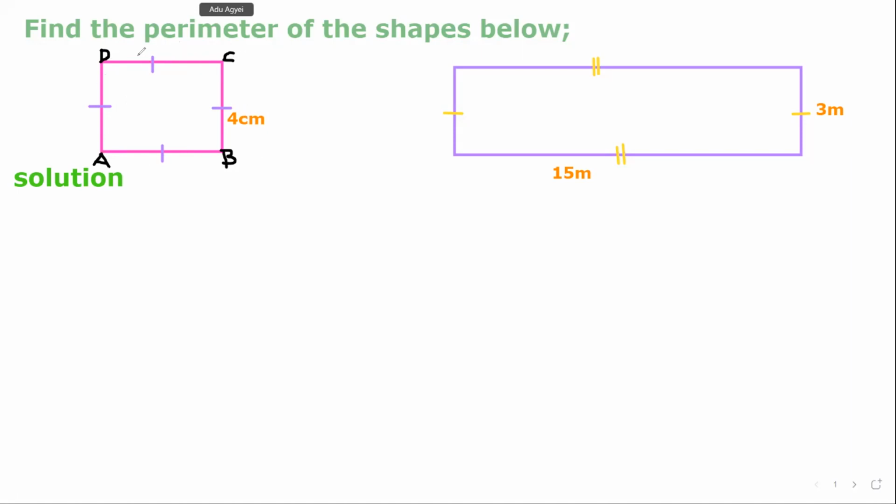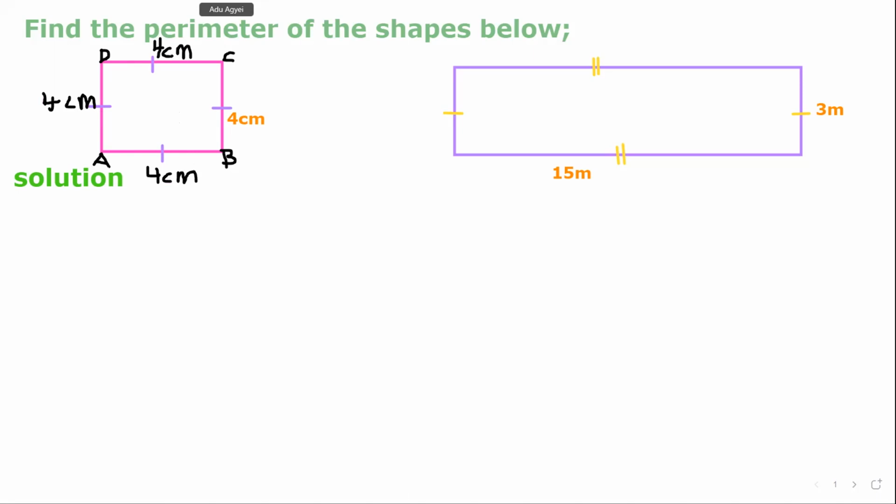And because the lines here are the same, here too is 4 centimeters. Here too is 4 centimeters. And then here too is 4 centimeters. Now you have finished what? Giving all the dimensions to each line segment here.